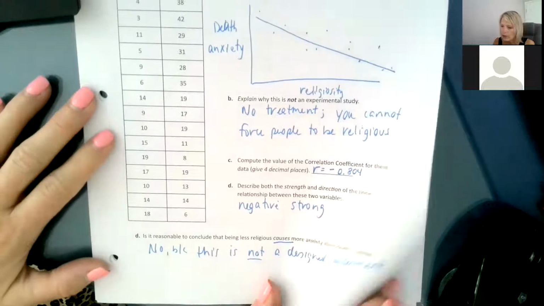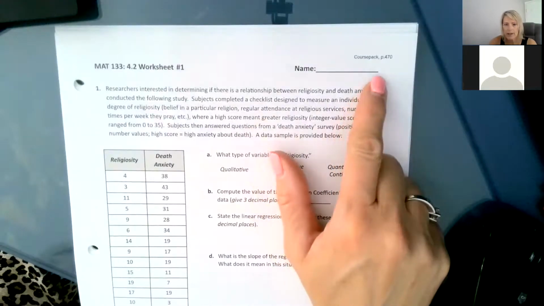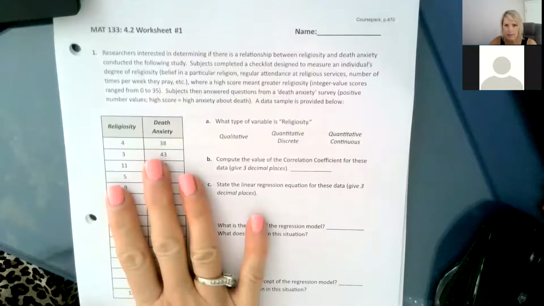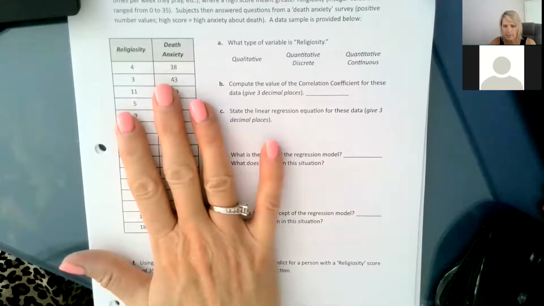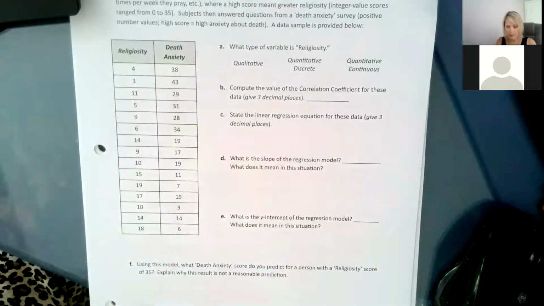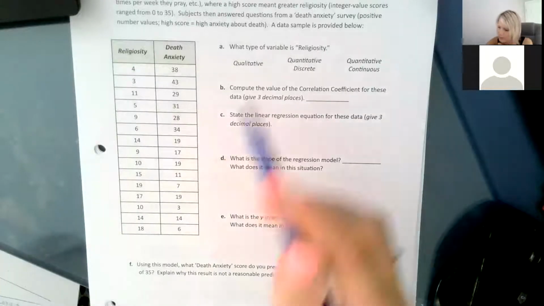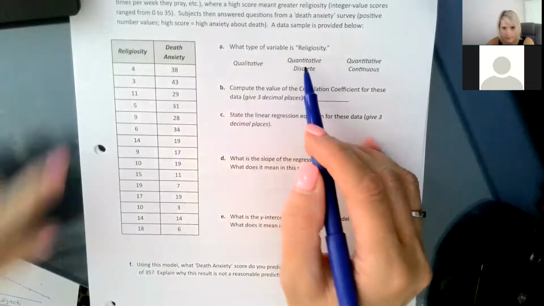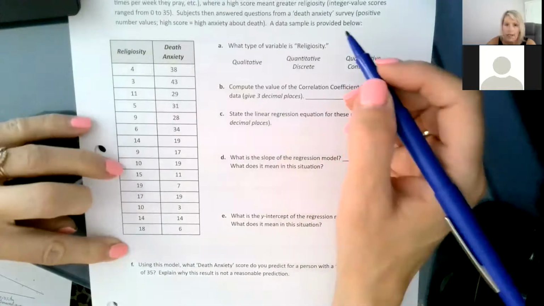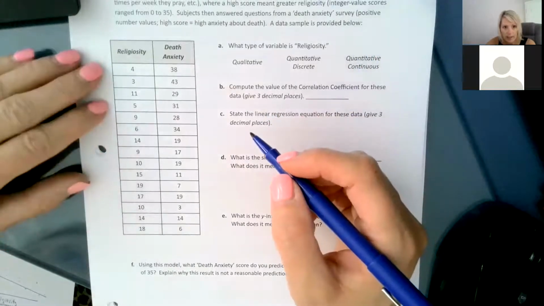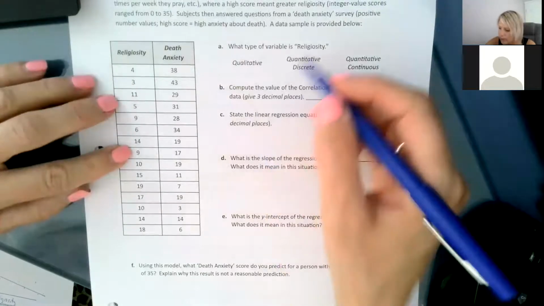So if you turn to the other page, 470, right here, it also works with this data set, which is beautiful. We can start answering some questions like this because we already have our StatCrunch done, which is awesome. It says, what type of variable is religiosity? Well, it's definitely quantitative. We measured something, right? And it appears that we can't have a 4.5 measurement or 11.2 measurement, so this would be quantitative discrete.